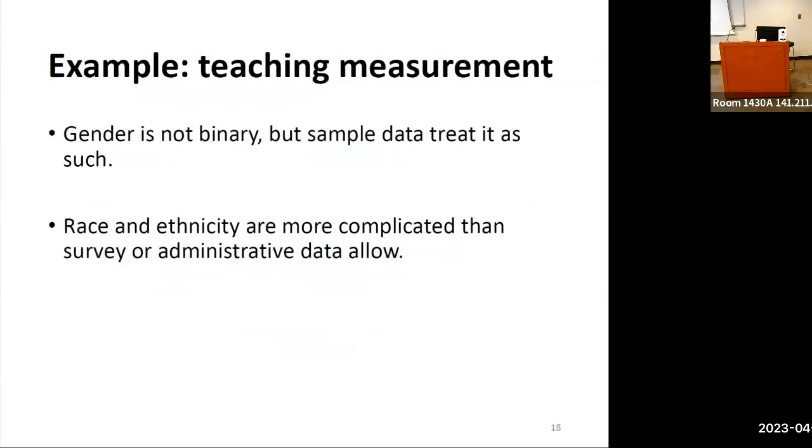Okay, so that was the hardest one. Let's do some easier examples. Early on in the semester, I teach measurement, as I would assume many of you do. If it's a first semester class, we talk about interval level variables, about binary variables, and lots of different ways of measuring and categorizing things.